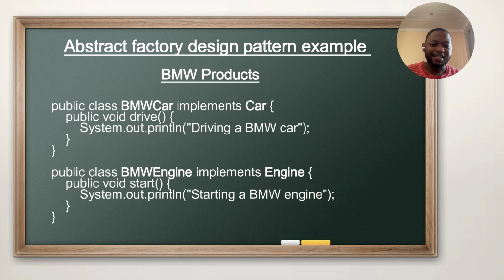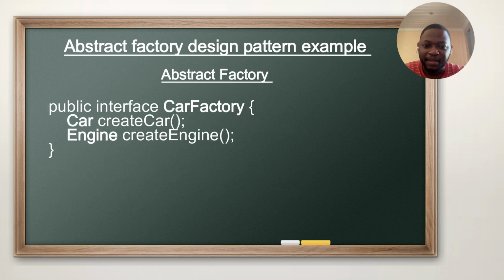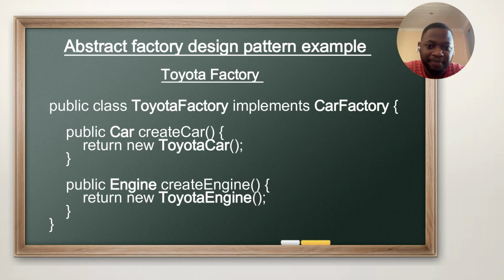Can you guys see the consistency in the products? The Toyota product follows the same procedure, and look, the BMW product is also following the same procedure. If you were to add a new product, maybe a Mercedes, it will also follow the same procedure, which is quite great for consistency. And then we have our abstract factory interface that helps us in building our products. Okay, let's go to the next slide.